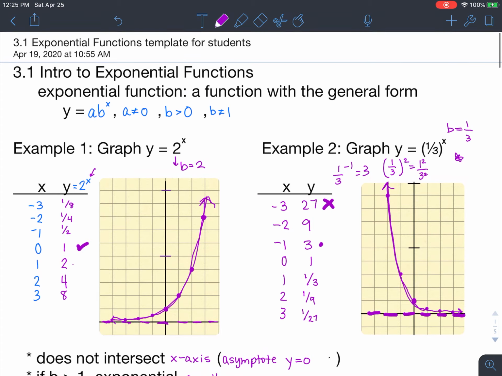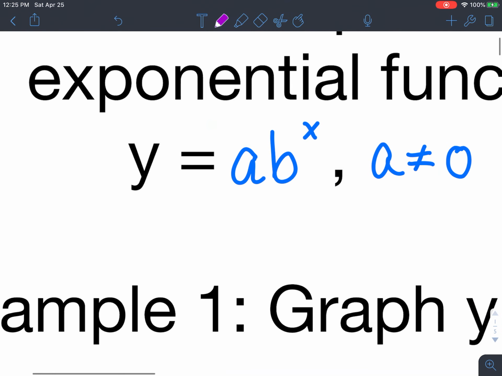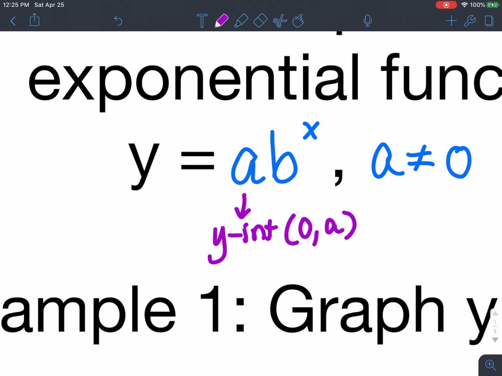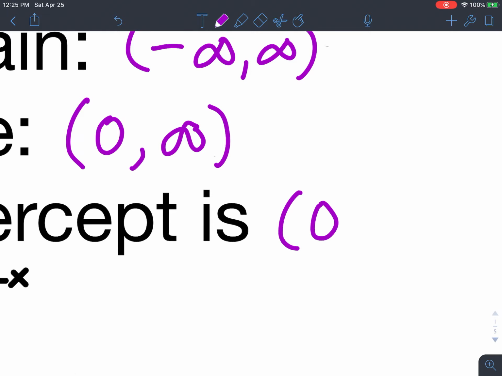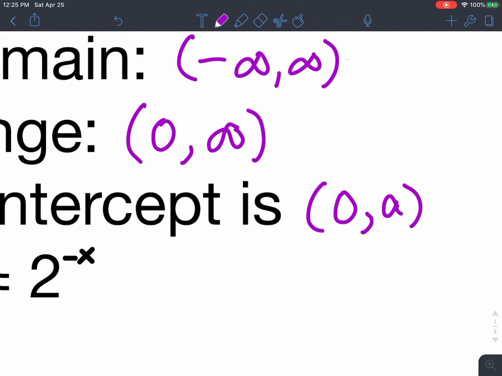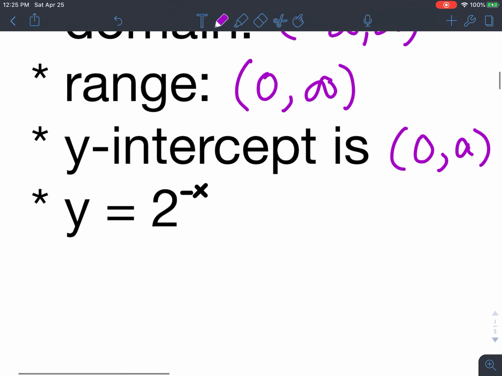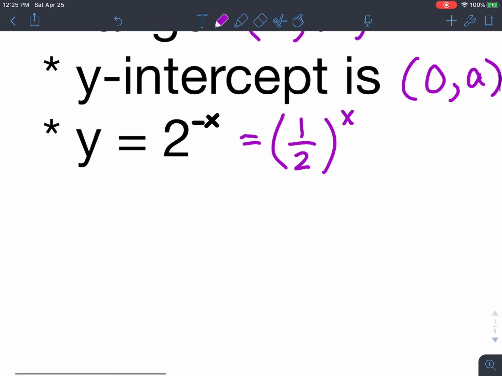Come up here and look at the top where it says the general form is y equals ab to the x. This is really the y-intercept. The y-intercept is really 0, a. So that's what we're going to write down here. Y-intercept is 0, a. And this is just a note that y equals 2 to the negative x is the same as 1/2 to the x power. These are absolutely equivalent.